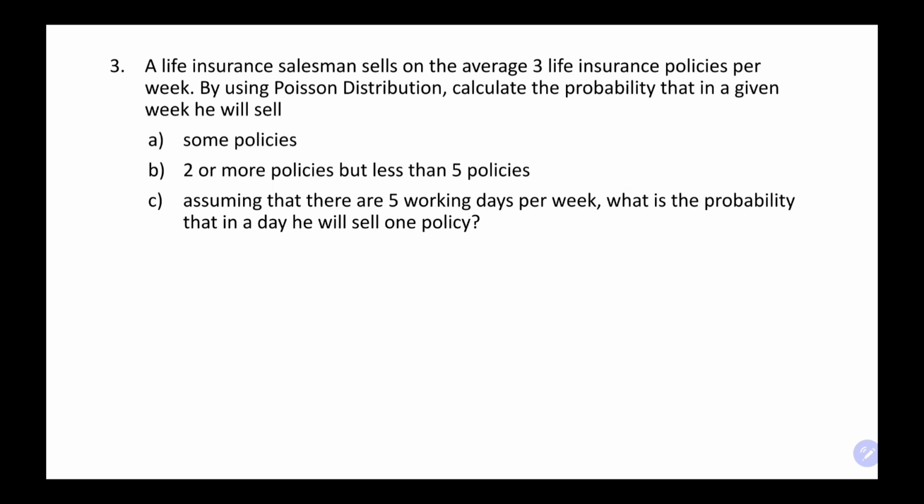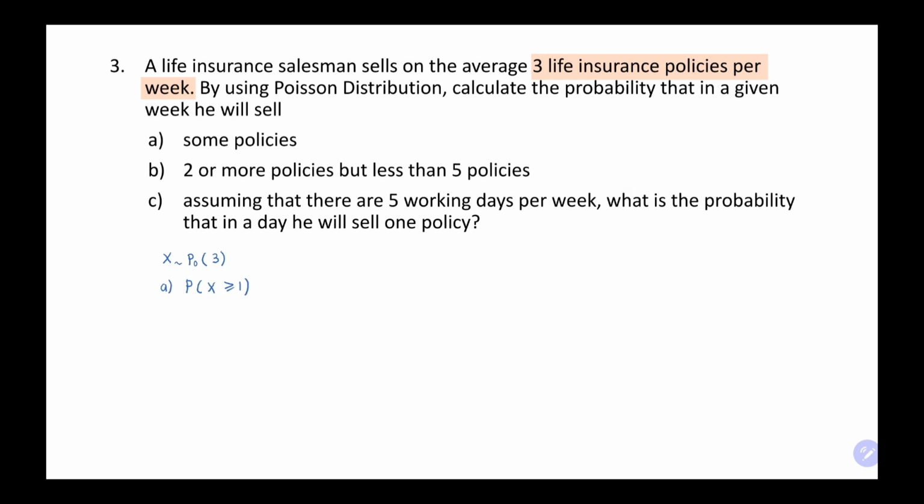So when he does sell, it means that we want to find P(X greater than or equal to 1). It means he does sell policies. Maybe 1, maybe 2 or more. So we use the greater than or equal sign. And before we solve, we write X with Poisson, lambda is 3. Lambda 3 for 1 week. Now we find P(X greater than or equal to 1).